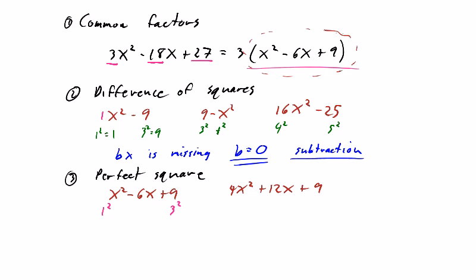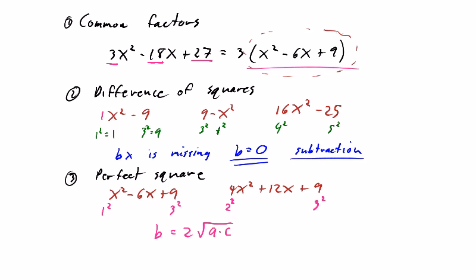In the second case, 4 is 2 squared and 9 is 3 squared. So the first and last terms are candidates for perfect squares. Now the key though is what's true about the middle term. For it to be a perfect square, the b value must be twice the square root of the product of the a and c values.